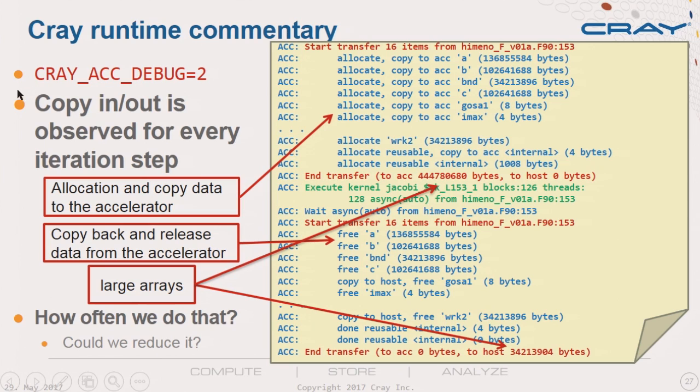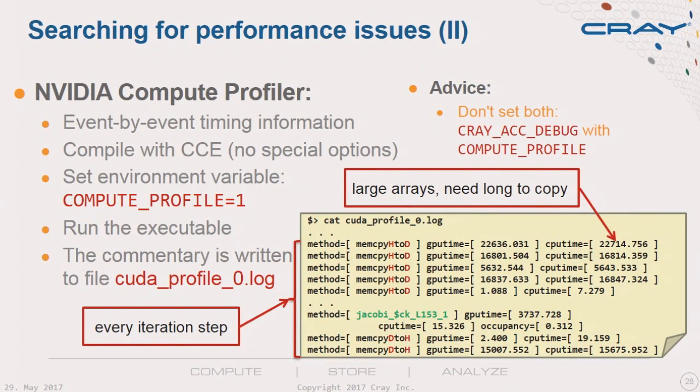If you enable this environment variable, Cray ACC debug equals 2, that output will be written directly into your standard output file. You can also use compute profile equals 1, which is the NVIDIA runtime commentary, which creates output which looks like that. There you also have time spent for kernels, data movement, stuff like that. So it's quite similar output from different sources. I would not recommend using both variables at the same time. That could conflict.